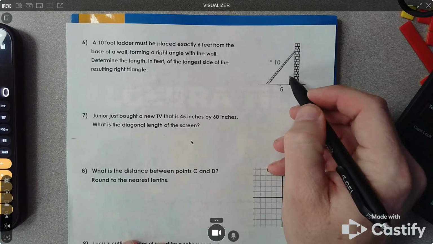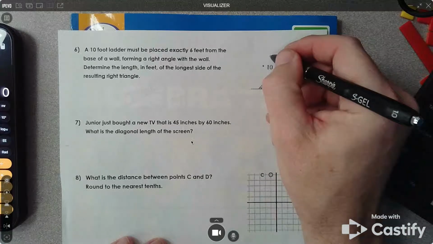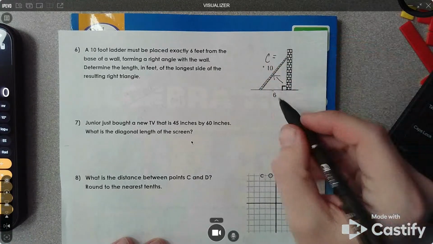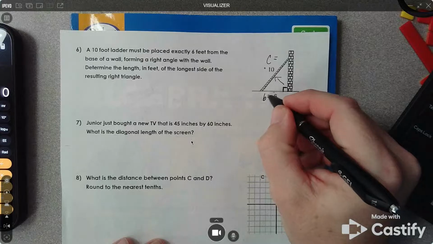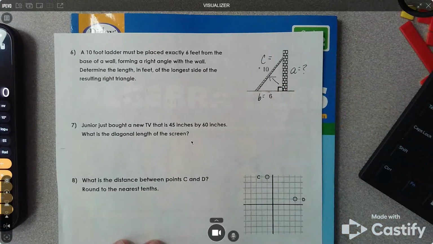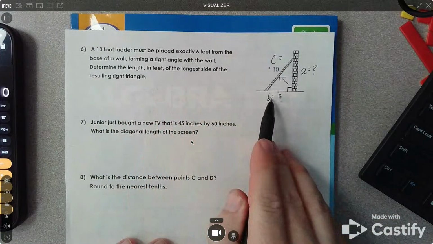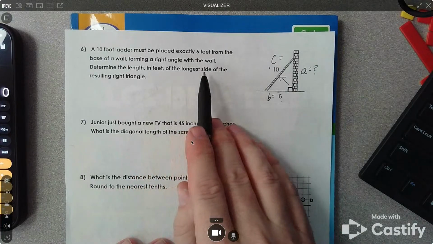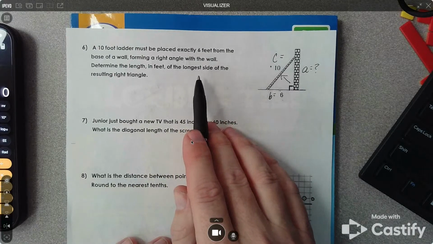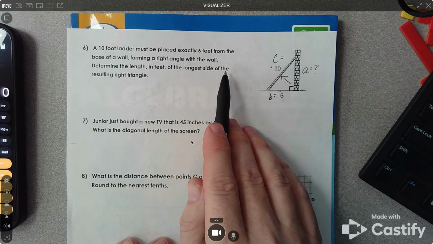So if that's the right angle, I was correct. The ladder has to be the length of side C. So we have C over here equals 10. Down here we have B equals 6, and we are looking for side A. So let's read it again. A 10-foot ladder must be placed exactly 6 feet from the base of a wall, forming a right angle with the wall. Determine the length in feet of the longest side of the resulting triangle.